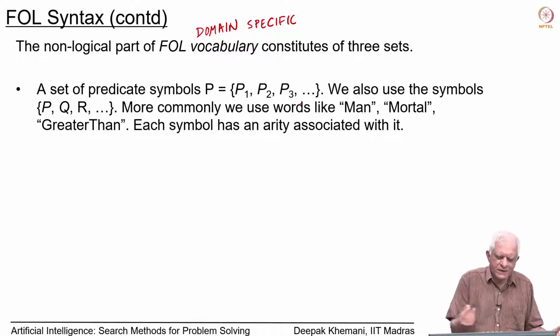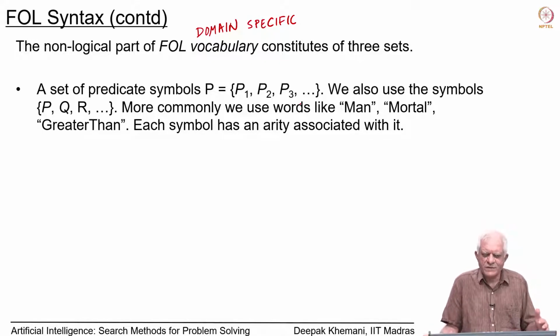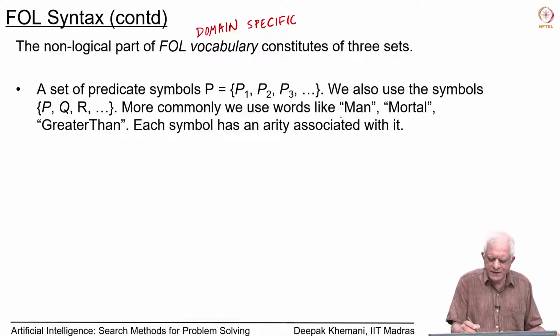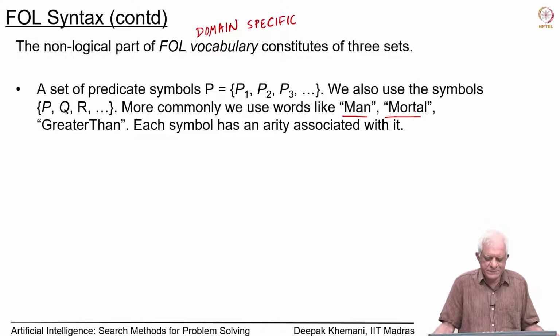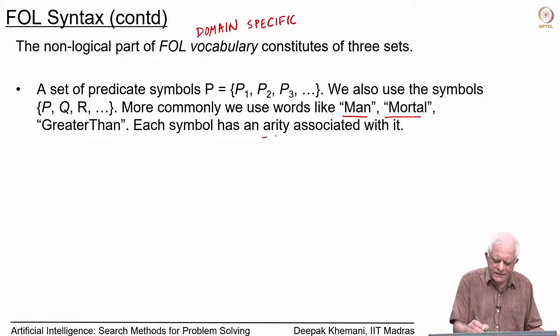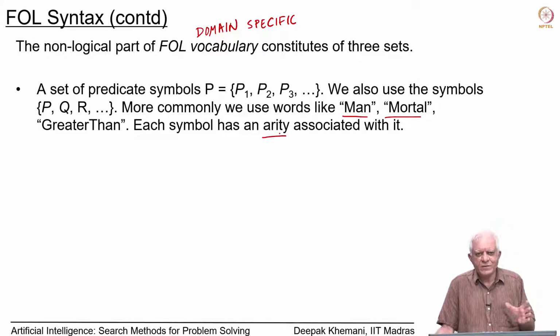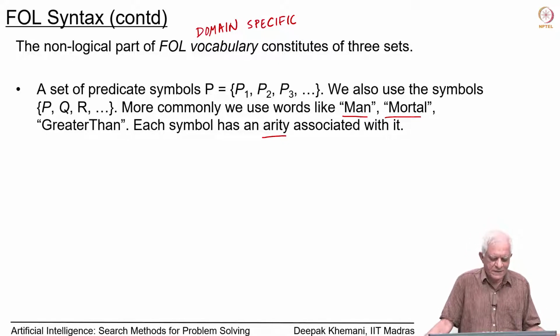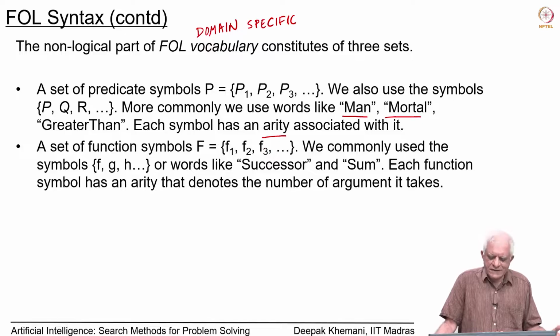We can also use PQR essentially, but very often in logic textbooks we use things like men and mortal. So, we said all men are mortal, or greater than, and things like that. We also have an arity associated with it, which tells us how many arguments that predicate or relation has. Then we have a set of function symbols.